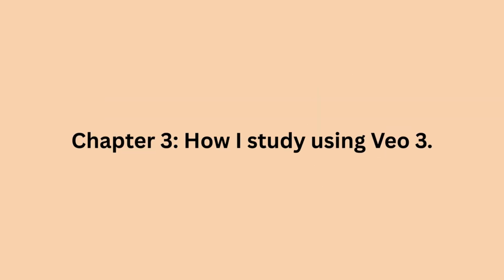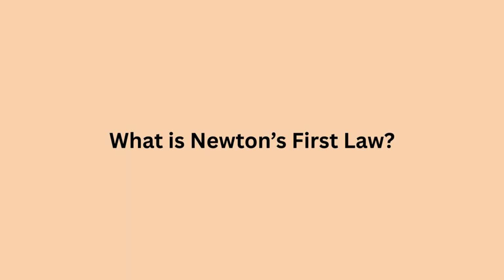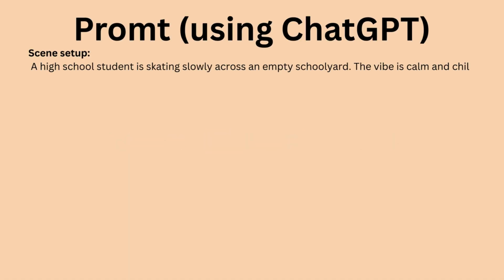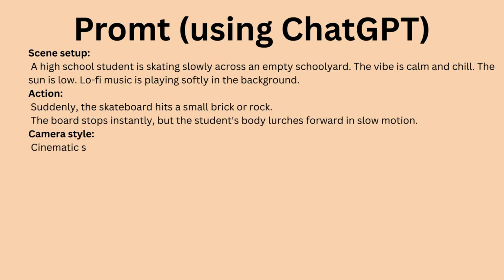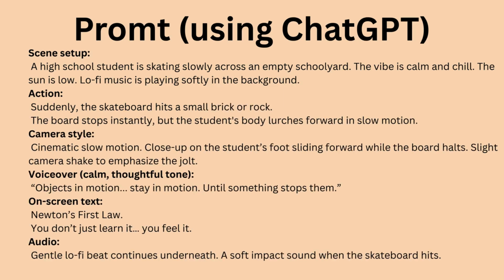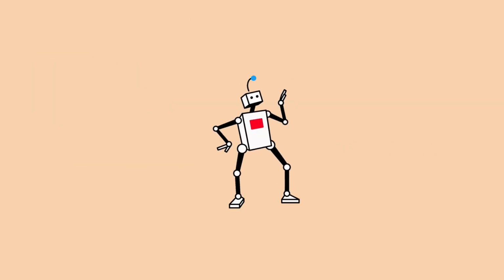Chapter 3. How I study using VO3. Step 1. Choose one topic, just one. Keep it small. What is Newton's first law? Step 2. Write a prompt. Step 3. Hit generate. Let AI do the hard work.